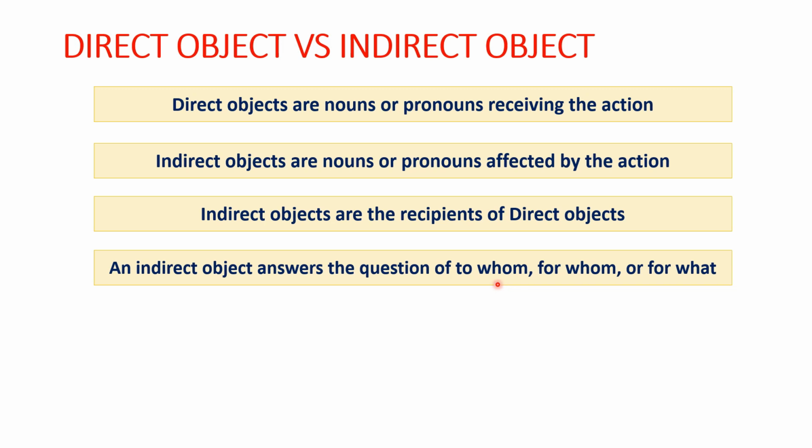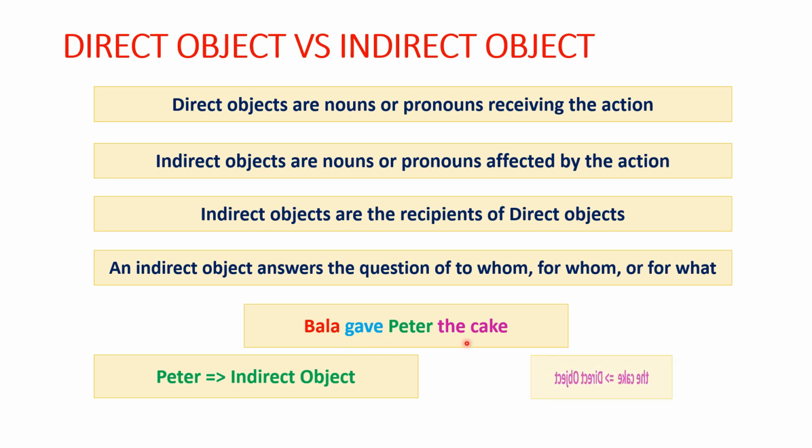Let's see an example. Bala gave Peter the cake. Here, Bala is the subject and gave is the verb. The cake is receiving the action gave. The cake is being given. So, the cake is the direct object. And who is affected by the action? It is Peter, because Peter is getting the cake. So, Peter is the indirect object. That's all about direct object and indirect object.